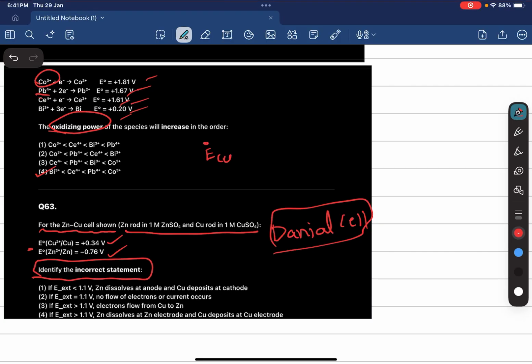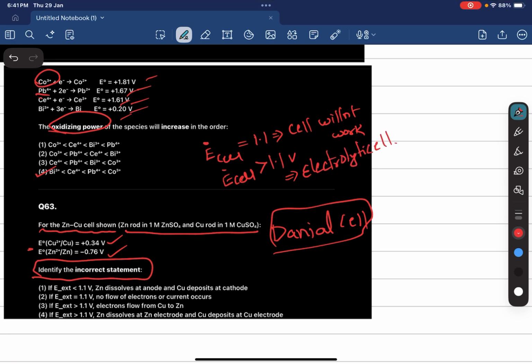If E naught cell equals 1.1, the cell will stop working. So the cell will not work. Suppose the E naught cell value is greater than 1.1 volts, the cell behaves like an electrolytic cell, or the cell will get reversed and become an electrolytic cell. The electrochemical cell becoming an electrolytic cell means non-spontaneous. And if it is less than 1.1 volts, the cell will work properly. So these conditions I have already mentioned, students.